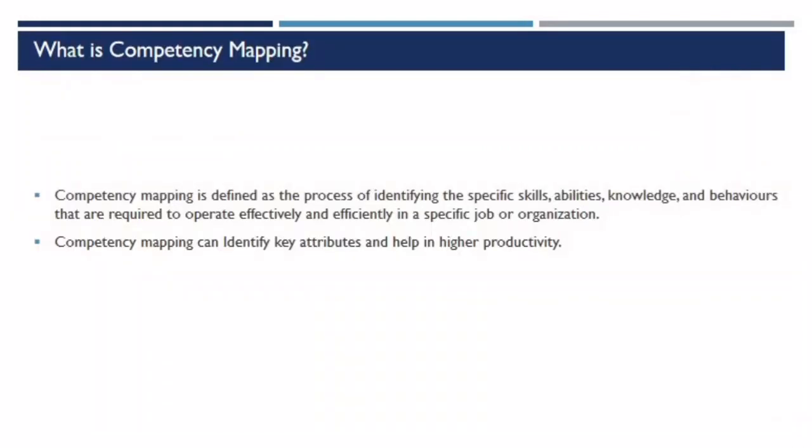At first, let us start with what is meant by competency mapping. Competency mapping is defined as the process of identifying the specific skills, abilities, knowledge, and behaviors that are required to operate effectively and efficiently in a specific job or organization. This competency mapping can identify key attributes and help in higher productivity. Likewise, it can also be used to identify one's, which means an individual's, strength and weakness.